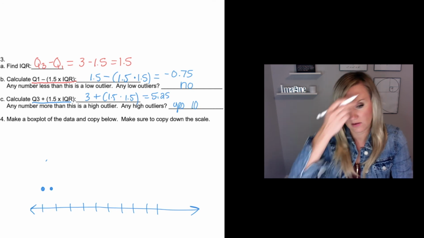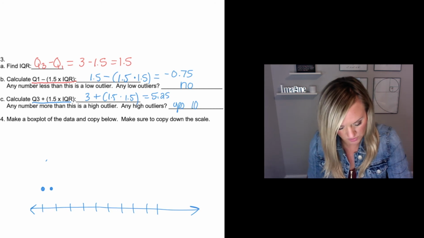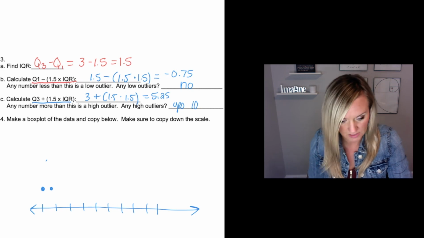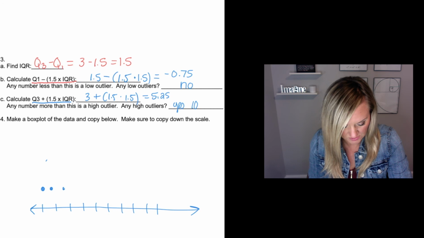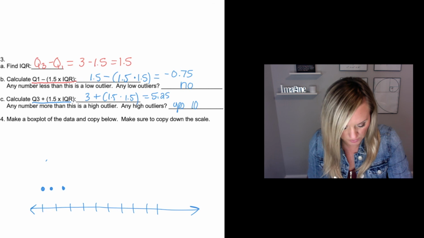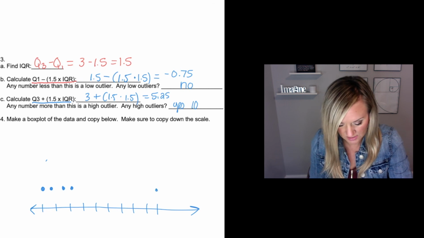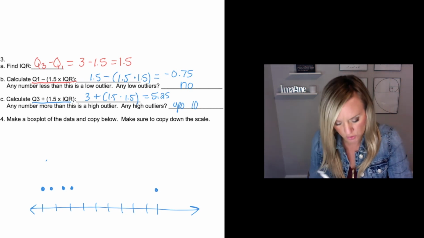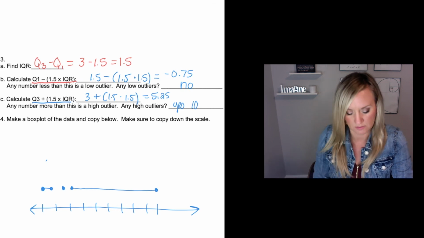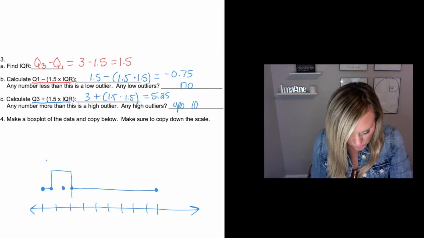And then we had 2.5, which was our median. So we have the minimum, Q1, and now the median, which was 2.5. From there, we're going to plot our Q3, which is 3, and our maximum value 10, and they should all be in a nice straight line. Now we connect the minimum and the maximum, and then we draw a box and our line straight down.